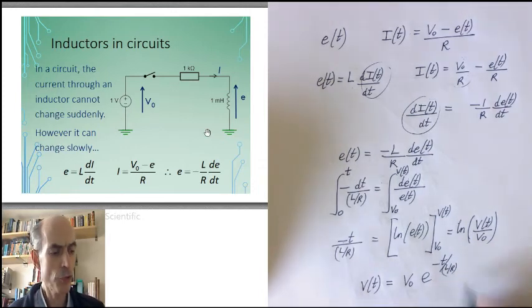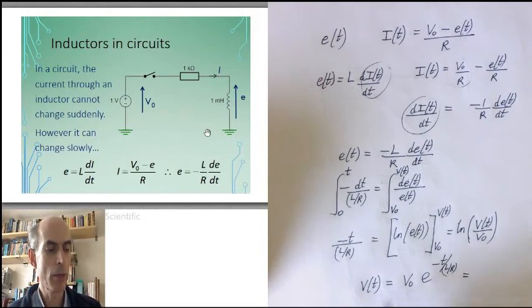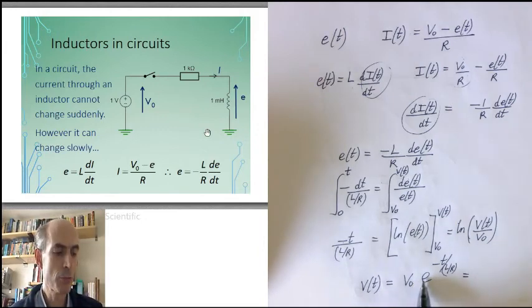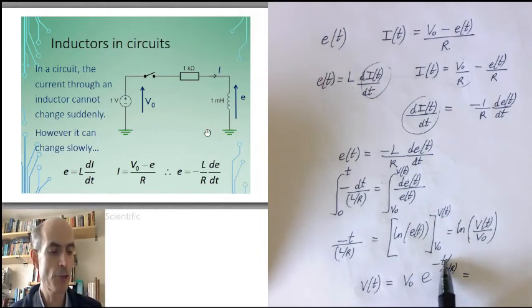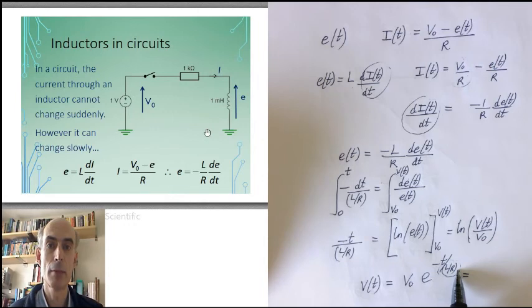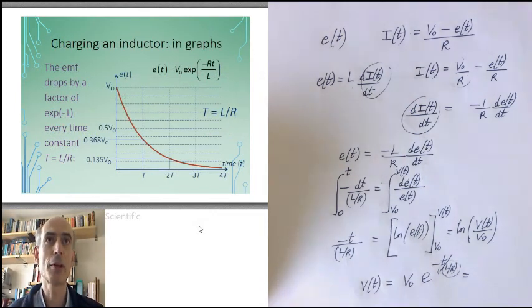And you can see that once more this is in the form of an initial value times e to the power of minus t over a time constant. But here the time constant is L over R. For a capacitor, the time constant was R times C. When you have an inductor and a resistor in a circuit like this, the time constant is L over R. This looks like this in a graph.